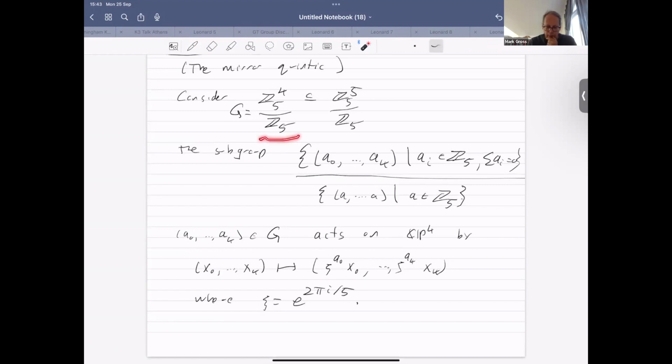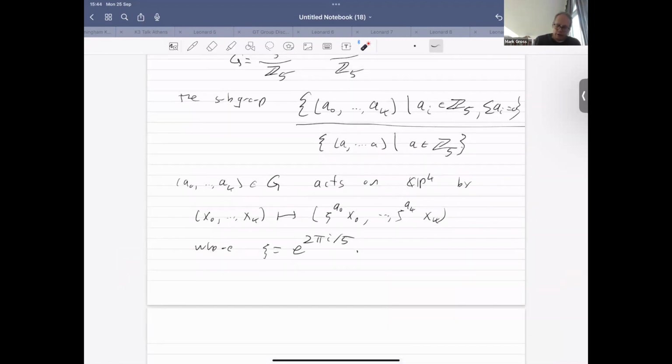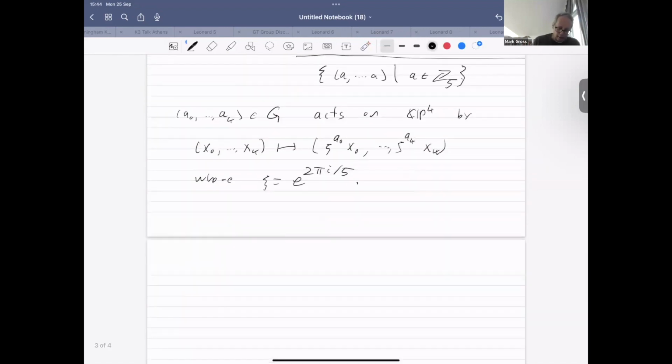Notice the reason why we divide out by this Z5 is that the diagonal action just rescales every coordinate by the same amount, and in CP4, any 2 points whose coordinates differ by a common factor represent the same point. Okay, so that's the group action. Now, the other thing to note is because we're just multiplying these coordinates by some 5th root of unity, if a given point satisfies this equation, then it still satisfies the equation after multiplying the coordinates by some fifth roots of unity. So G acts on X.